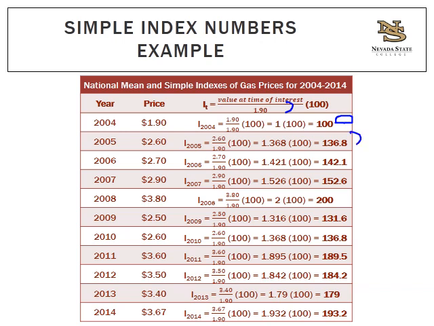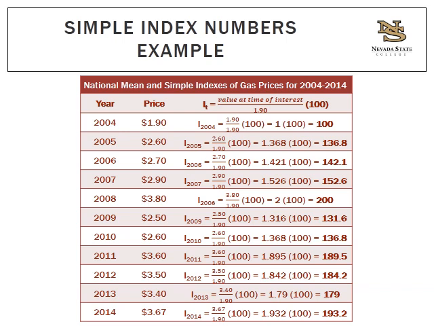Now, if we look at the next one here, you can see that the price of gas was $2.60 in 2005. So that's going to be the numerator here. That's your value at the time of interest. And then you divide that by the price at the base period and multiply by 100. And that's how you end up with this 136.8. So you see that pan out for all the following values, right?